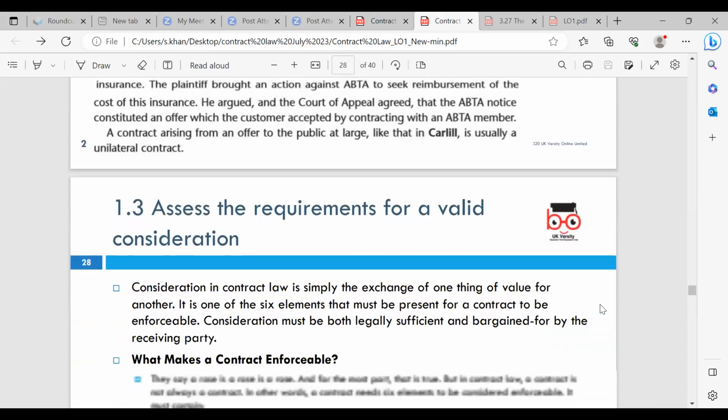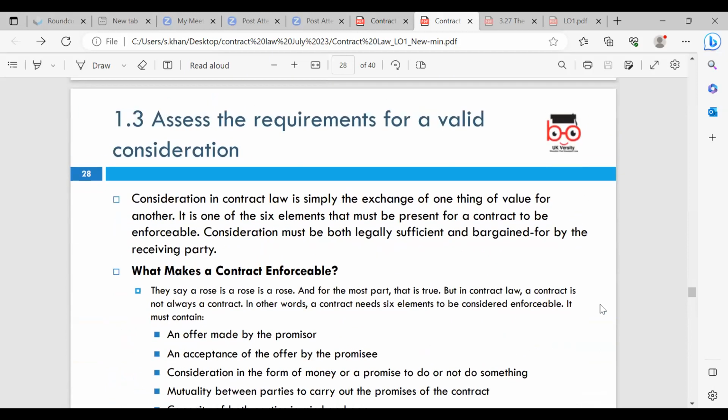1.3. Assess the requirements for a valid consideration. Consideration in contract law is simply the exchange of one thing or value for another.